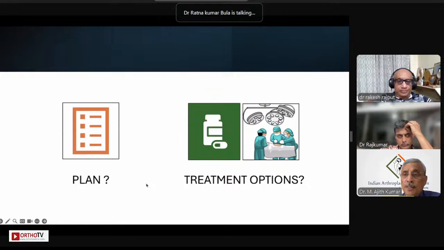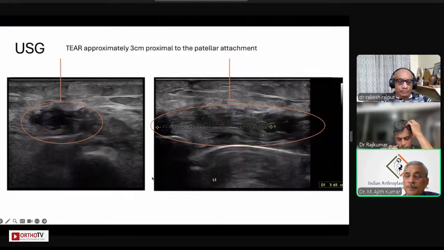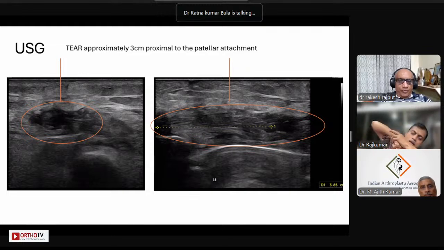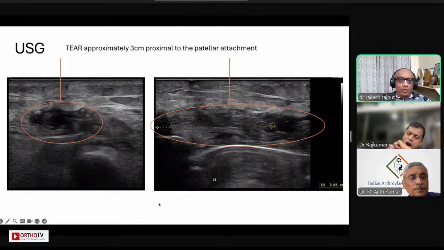So was that more of a substance tear or was it an avulsion? This is a substance tear, sir. It is 3 centimeters proximal to the superior pole of the patella, and around 4 centimeters in length in the vertical direction. But you still have to bring it back to the patella. Just stitching muscle to muscle won't be enough.